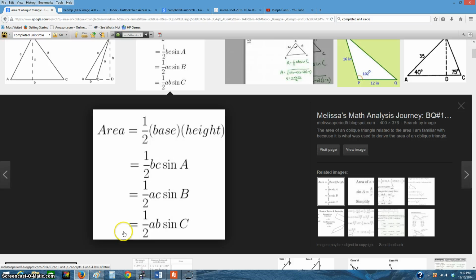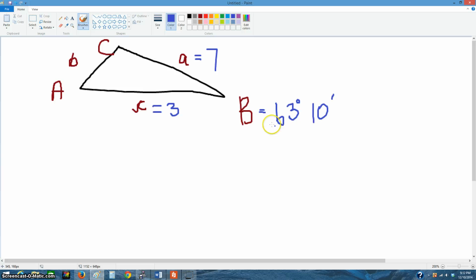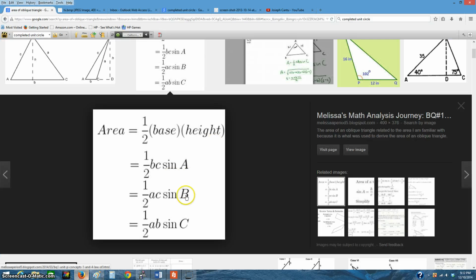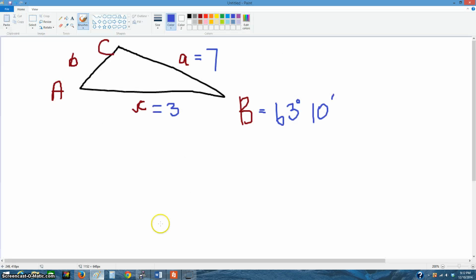And let's see. First of all, let's see our first angle that was given. It seems that I am given angle B. Okay, so let's look at that formula. In order for me to use angle B, it says that I must have sides A and side C. Let's see if that's true. Do I have side A? I do have side A. And do I have side C? I do have side C. So that's the one that I'm going to use.